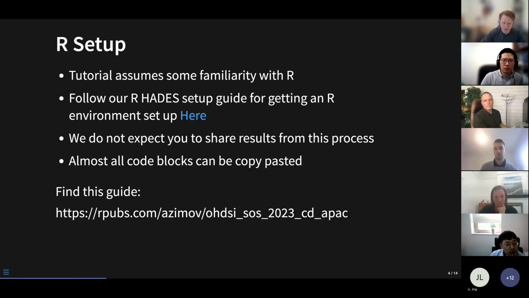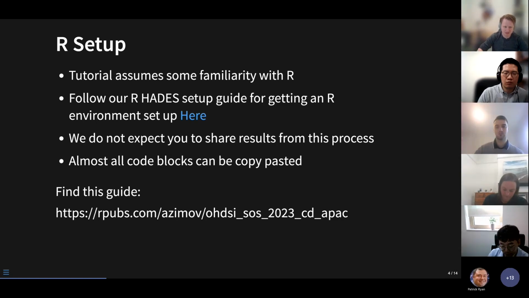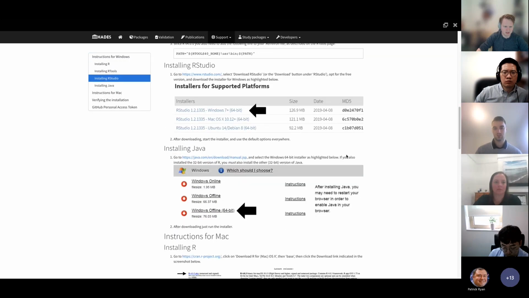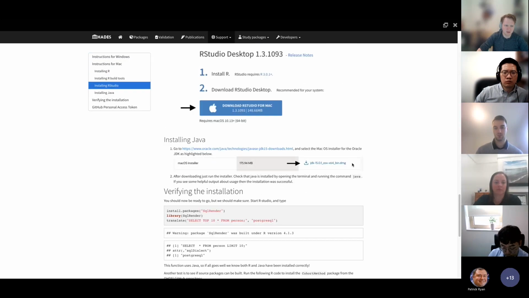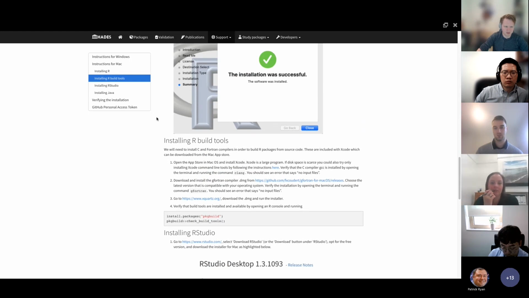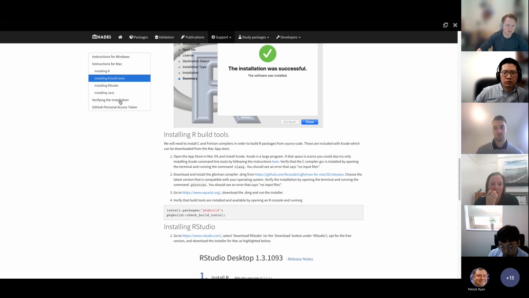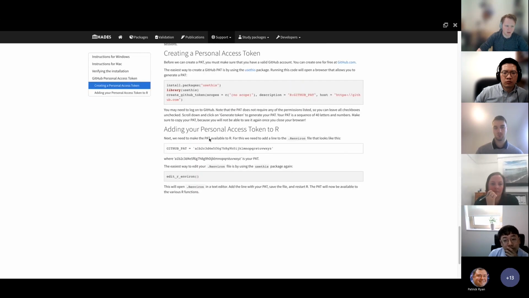The first thing to do when you want to run cohort diagnostics is to set up your R environment. I won't go through that in detail here. I think Mark touched on it in the first kickoff session for this. But if you go to our R HADES guide, you will find a very extensive guide on getting your environment set up. There are a few crucial environment details that differ from most R setups, in that you'll need to have Java installed, and you will need to have a GitHub personal access token.